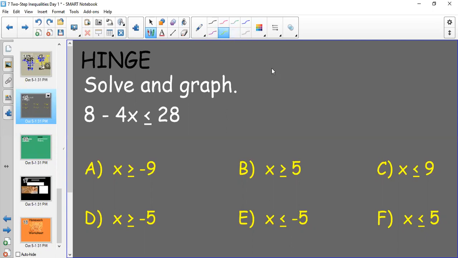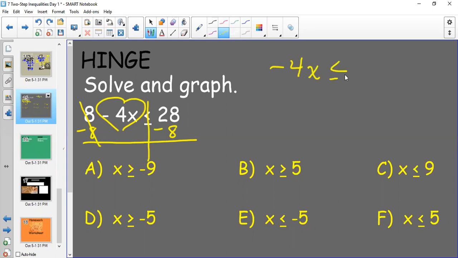All right, so first off, we should have put a heart around our happy couple. We would have subtracted 8 from both sides. Cancels that out. Again, when you subtract a number, the symbol stays the same, so it should still be less than or equal to, and we would get 20.